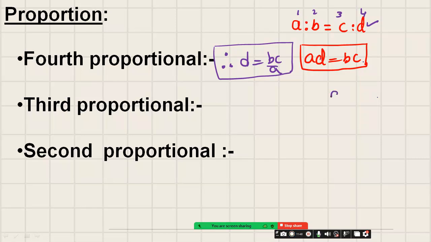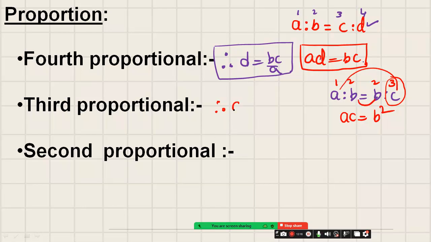Third proportion formula. So A is to B is equal to B is to C. Here we don't need D. A is to B is equal to B is to C: 1, 2, 2, 3. So third proportion means find out the C value. What is the proportion formation? AD is equal to BC, and AC is equal to B into B, B square. So C is equal to B square by A.